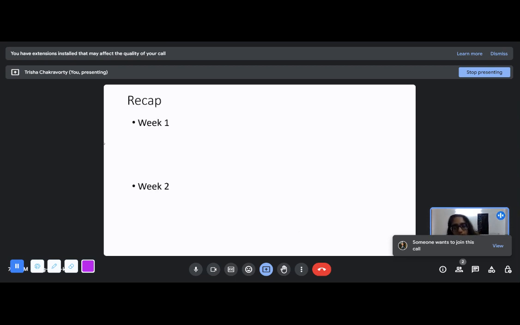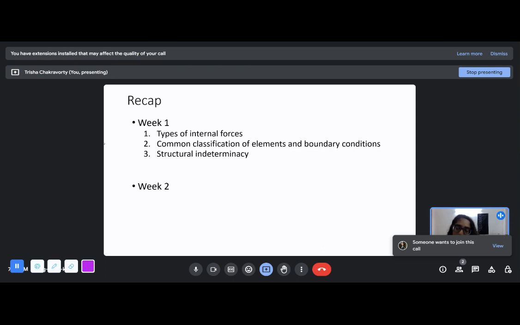We start with a brief recap of the weeks before. In week 1, we started with the basics of structural analysis, the types of internal forces, common classification of elements and boundary conditions, structural indeterminacy, and bending moment and shear force diagrams. The common types of internal forces are bending moment, shear force, torsional moment, and axial force. And elements we generally classify as beams, trusses, frame elements. And there are various boundary conditions we encountered like roller support, hinge support, pin support, fix, etc.